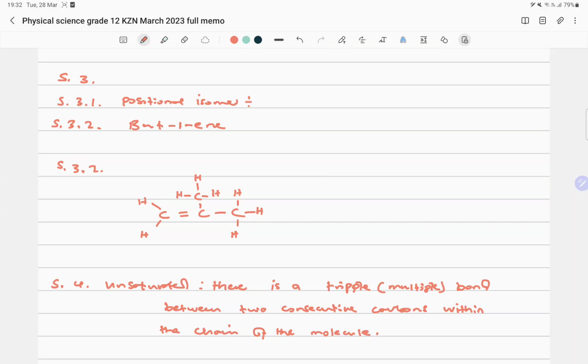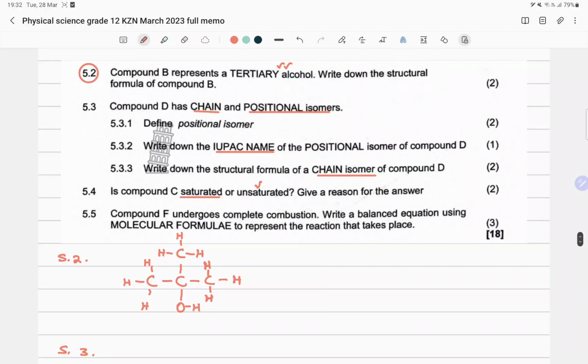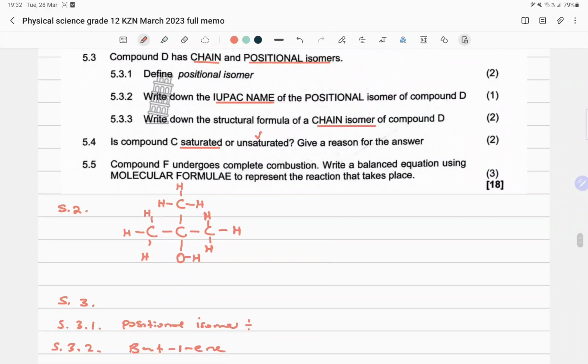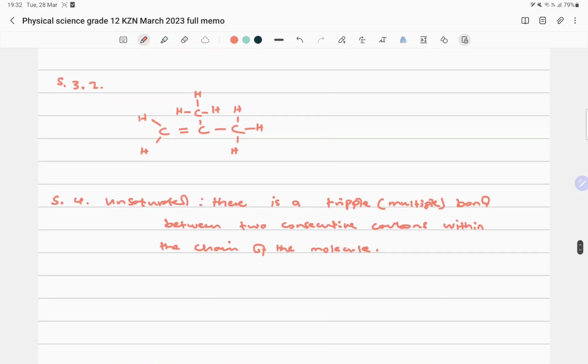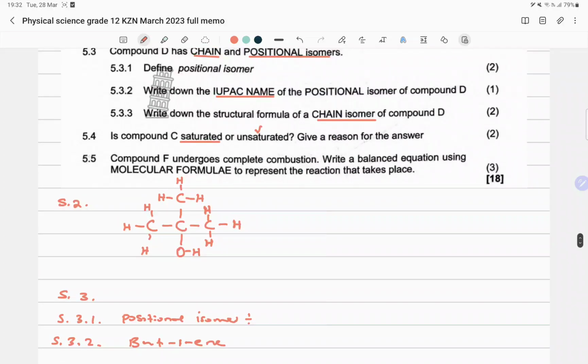Of the molecule, okay, the molecule, comrades, you understand. That is because there's a multiple bond between two consecutive carbons. It doesn't matter. You don't need to specify between which carbons. We don't care at this point. Just go in general. Thank you. Now, this question, 5.5, says compound F undergoes complete combustion.